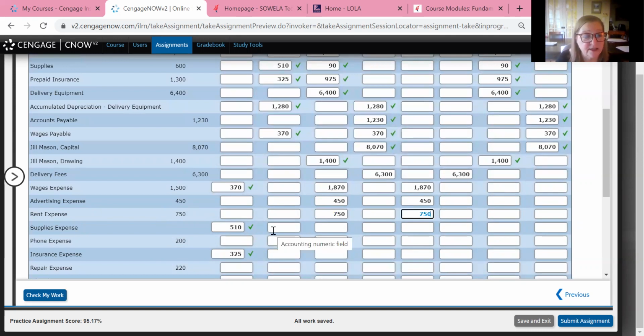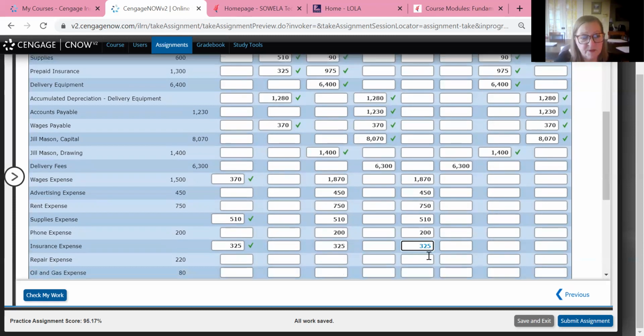Now, supplies expense had no balance in it, but we entered 510. So now our adjusted trial balance has 510, and that is an expense on our income statement. The phone expense is $200, didn't change, goes on the income statement. Interest expense was not there, but we posted an adjustment to the account. So we moved some of the insurance that was in prepaid insurance over to the income statement because it had expired. And so 325 is going to be an expense. Got to touch it first. 325 is an expense on the income statement.